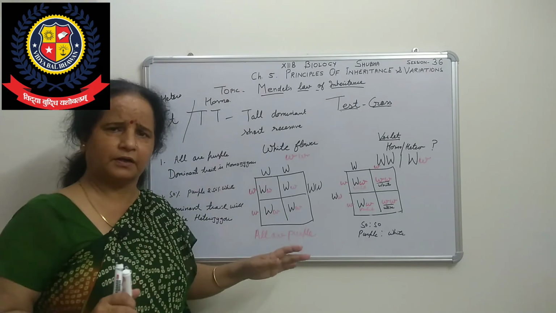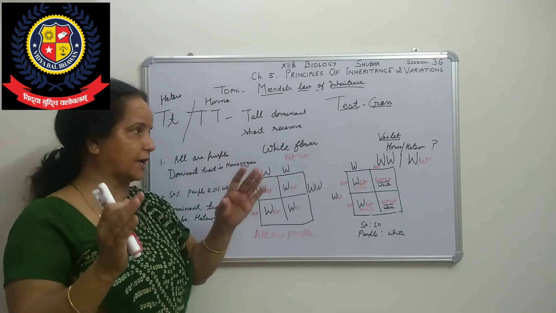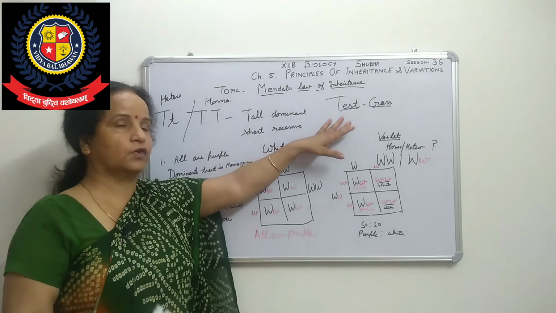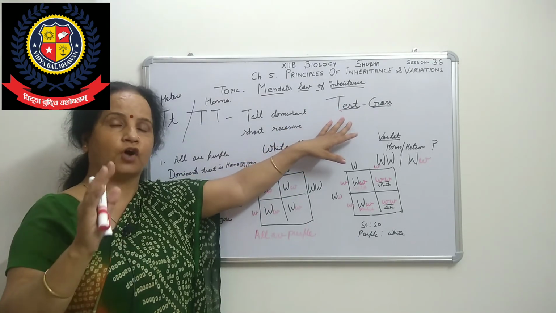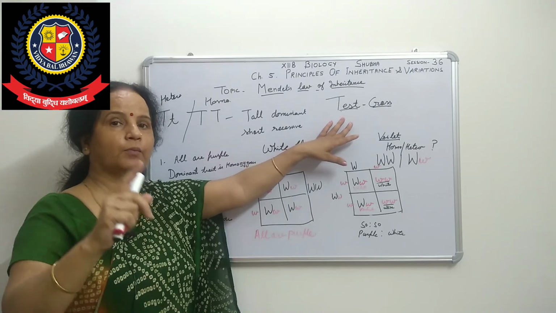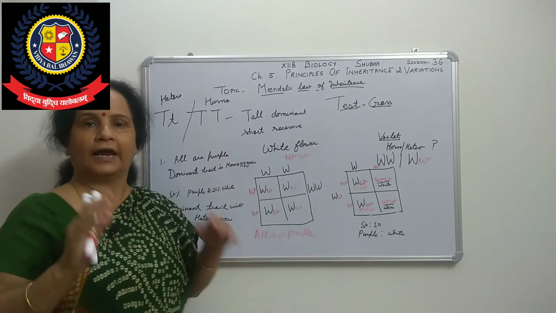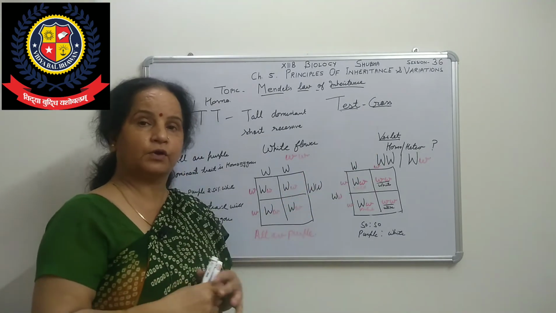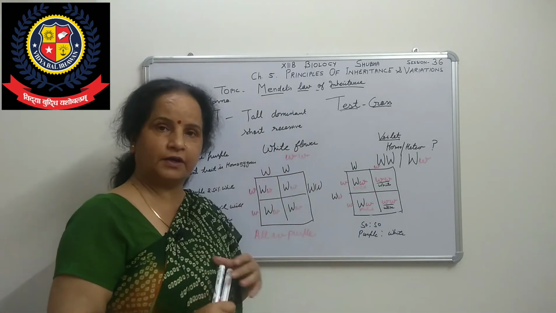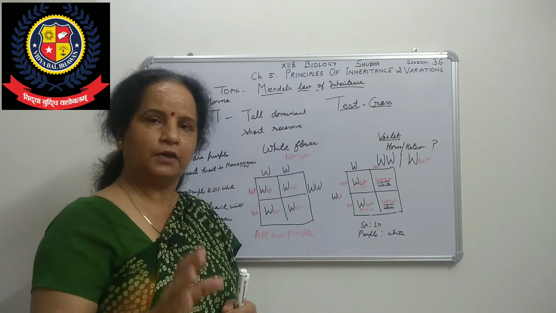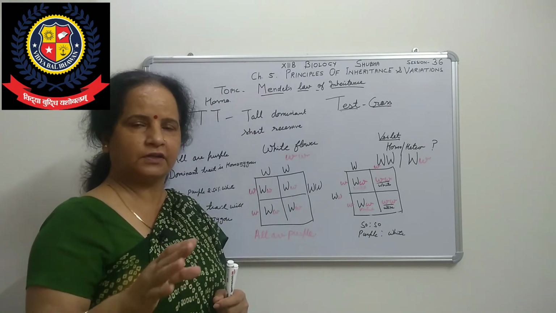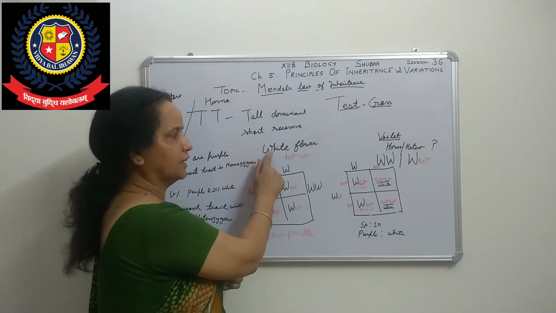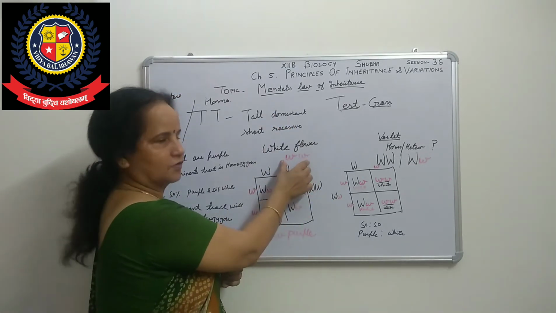Again, it's very simple. Just try to understand why we are doing a test cross. A test cross is done to know the genotype of the dominant trait, whether it is heterozygous or homozygous. Because when we talk about the recessive trait, it will always be homozygous, so there is no question of finding whether it is homozygous or heterozygous. If they are showing the recessive trait, it means 100% sure that it is recessive.